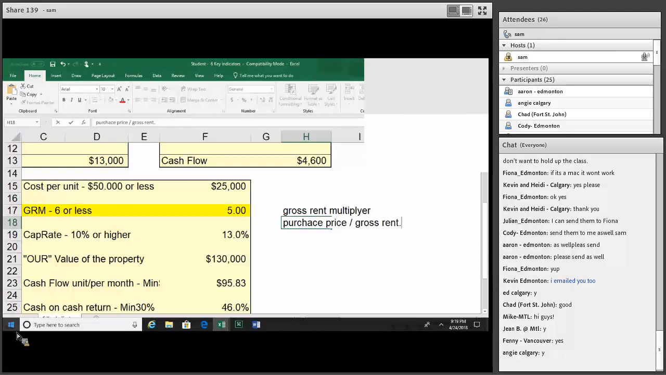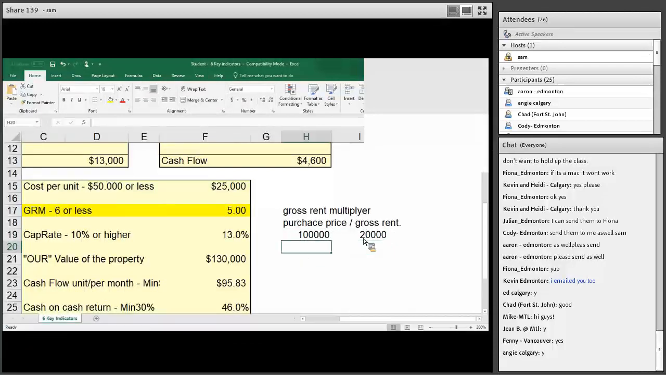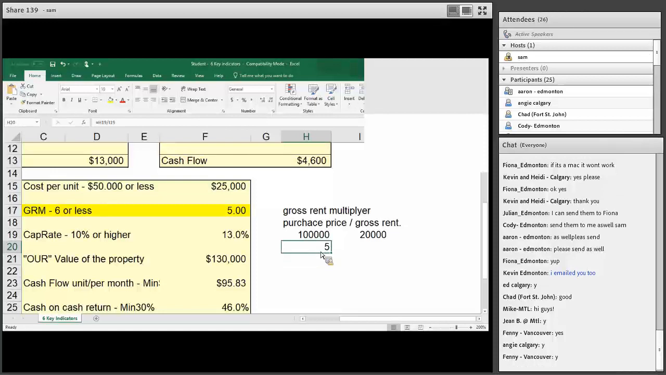Okay, everybody understand that, right? Purchase price, gross rent. So right now we have a purchase price of $100,000, and we have a gross rent of $20,000. Okay, so as the formula states, we take this divided by this, and that gives us the 5. Does everybody understand that? Is everybody good? Pretty simple metric. So we like this to be 6 or less.